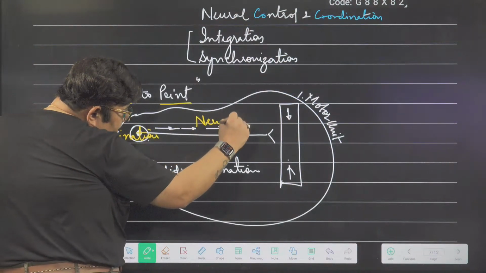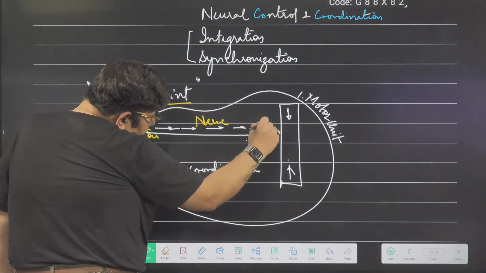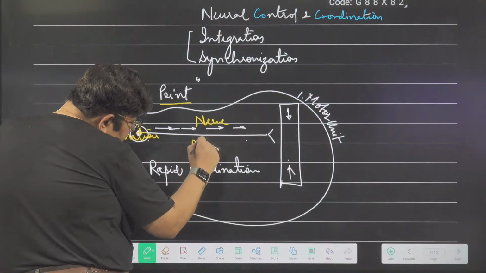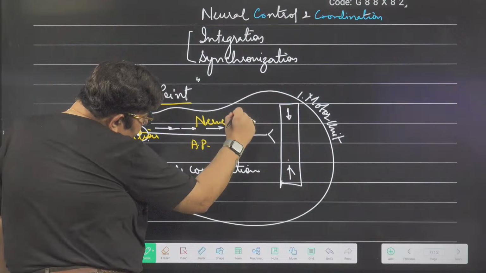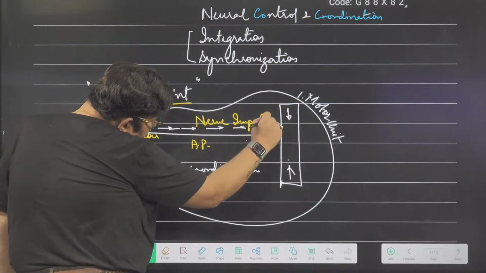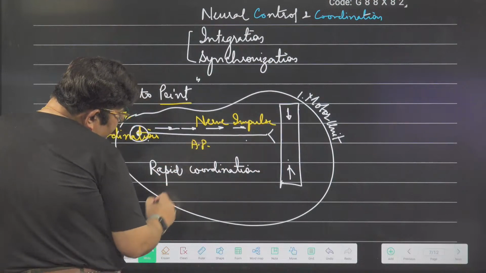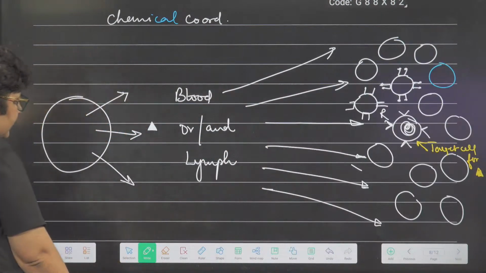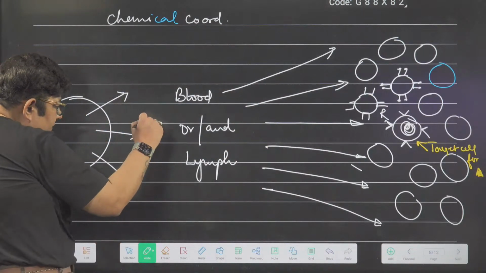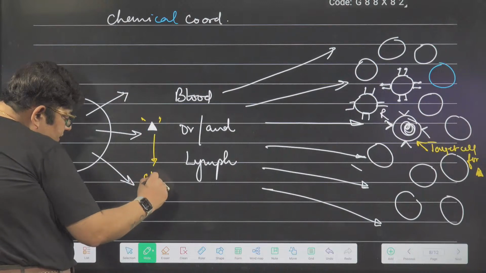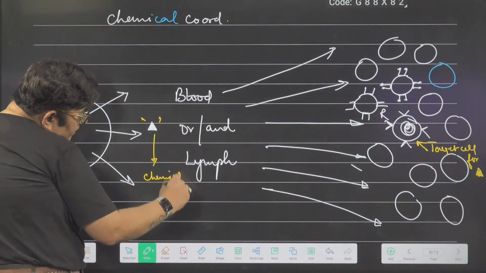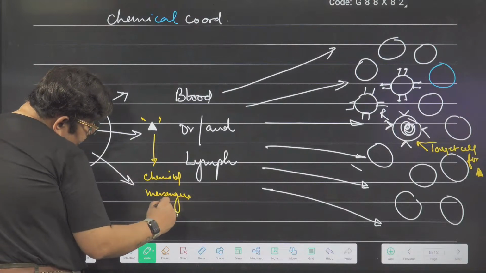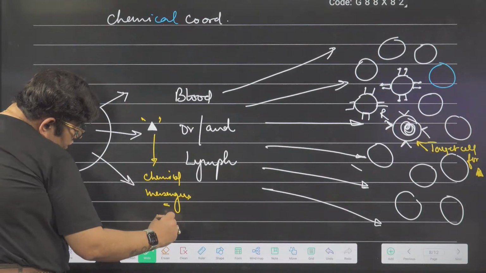A nerve impulse can also be called an action potential. Here the signal is passing in the form of chemical messengers. You know these are called chemical messengers. The Latin word for chemical messenger is hormone.